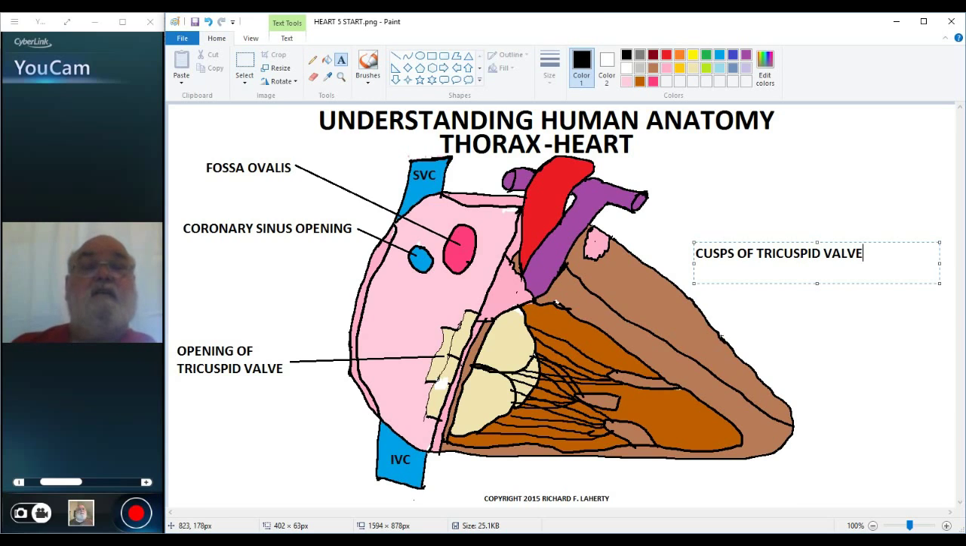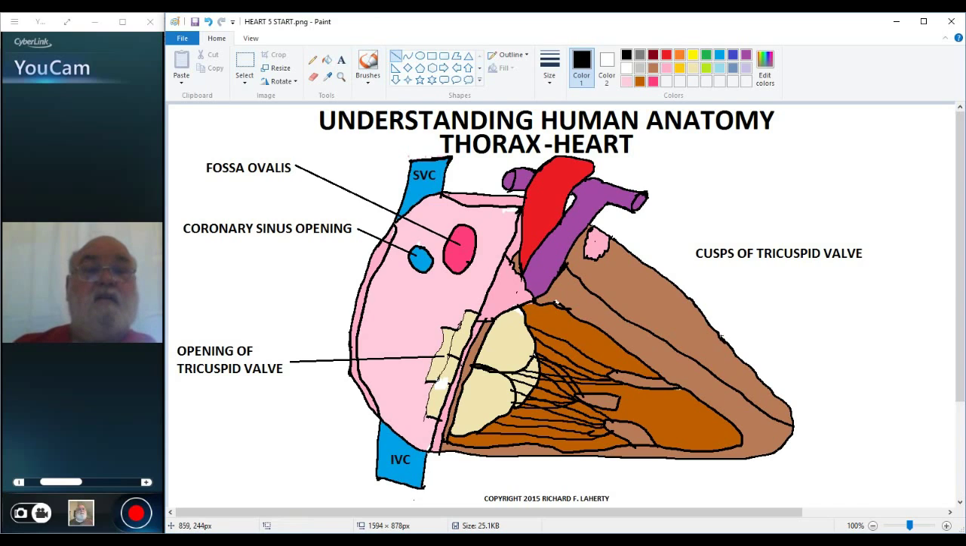and we have 1, 2, and the third one I won't draw a line to because there are too many lines in that area. Cusp of the tricuspid valve, that's the valve between the atria and ventricle on the right side.